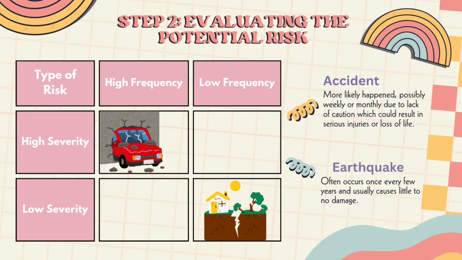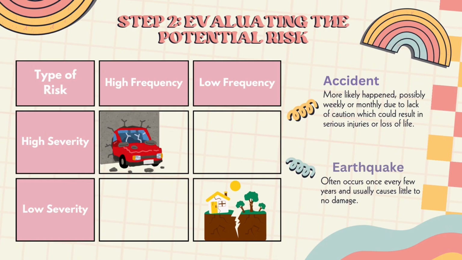And now, let's talk about the next step, which is evaluating potential risks. This step in risk assessment helps us organize risk by two main factors, which are how often they might happen and how serious the impact could be. Let's look at some examples.